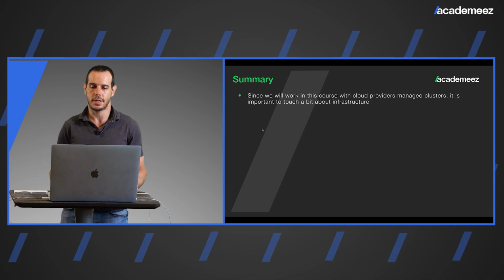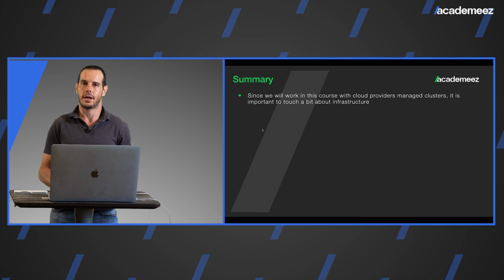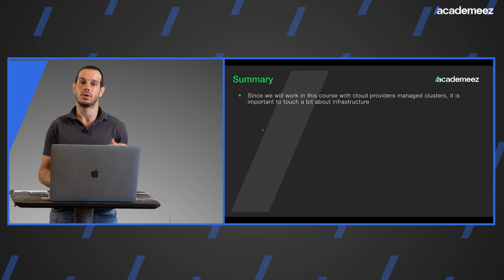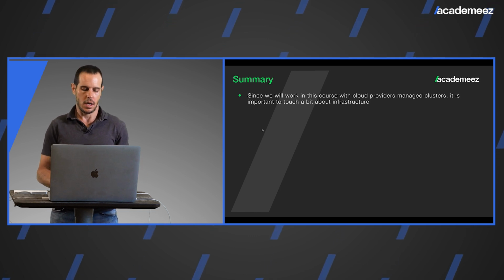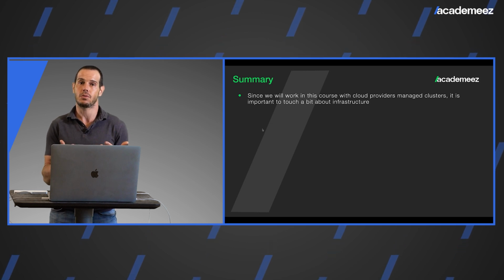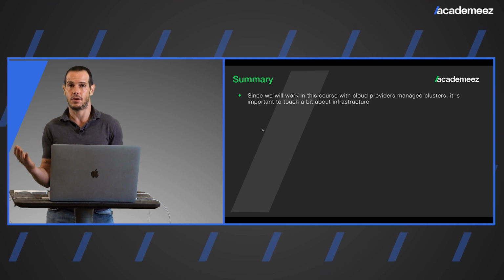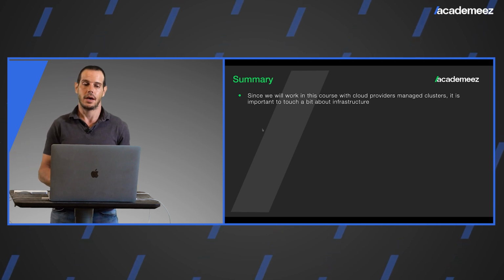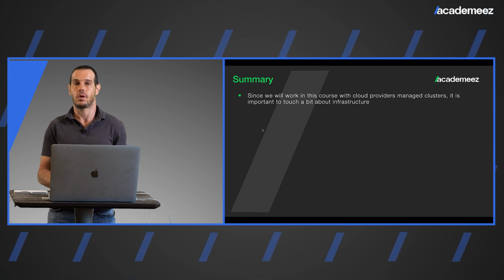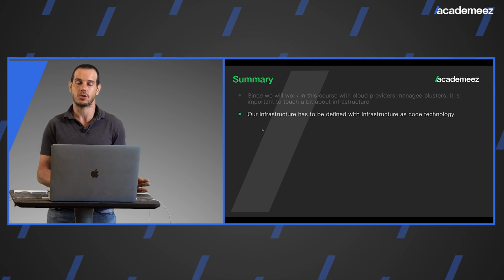So just to summarize, we will work in this course with a cloud provider. We will work with GCP, but if you raise an issue in the course repository, we'll show examples of other cloud providers as well. It is important to practice on a cloud provider because a lot of the things we're creating in our Kubernetes cluster using Flux also affect our cloud configuration. So we need to really understand infrastructure as code and the cloud provider in order to work with Kubernetes in advanced courses. Our infrastructure has to be defined in an infrastructure as code technology.